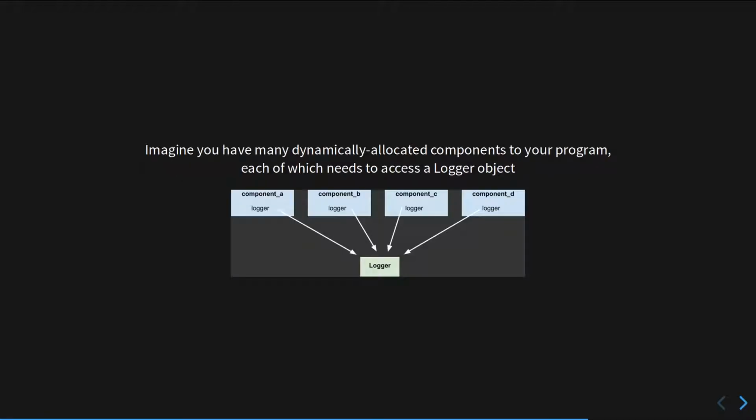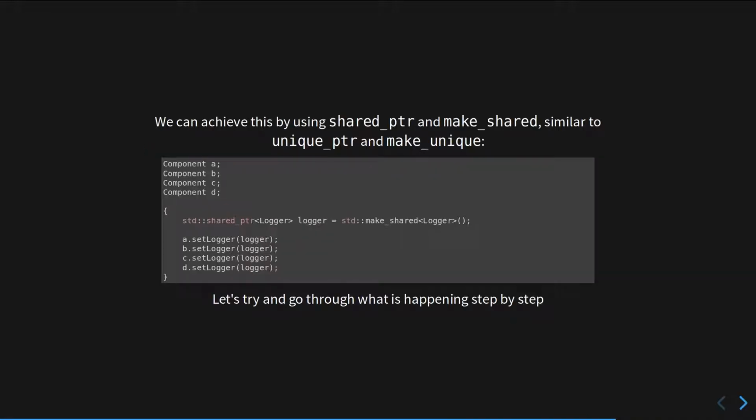Imagine you have many components to your program, each of which needs to access the logger object. Then, your diagram might look something like the following, where you have multiple components, and they each have a logger that is a view into some other logger object. Well, we can achieve this by using shared pointer and make shared, similar to unique pointer and make unique. Let's try and go through what's happening here, step by step.